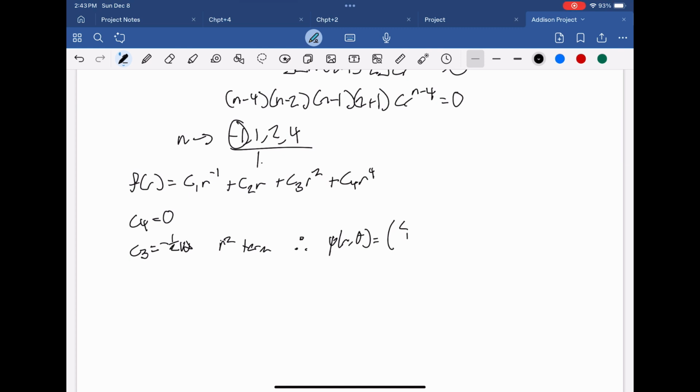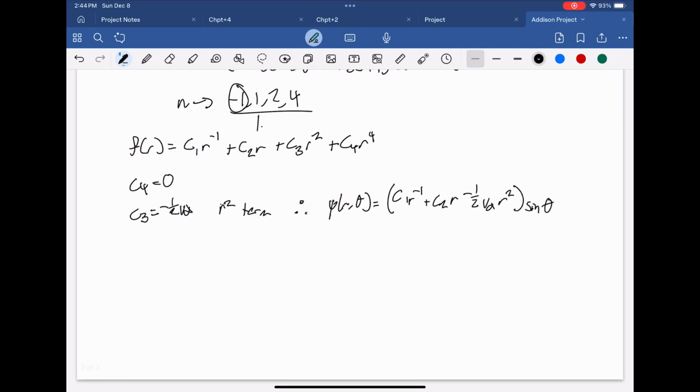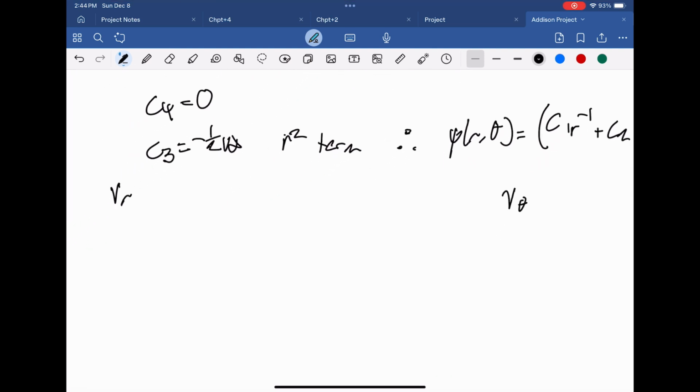So our psi equation, when we substitute this in, is going to be equal to C1R to the -1 plus C2R minus 1/2 V infinity R squared times sine squared theta. Wait, yeah, sine squared, right? Okay, yeah.